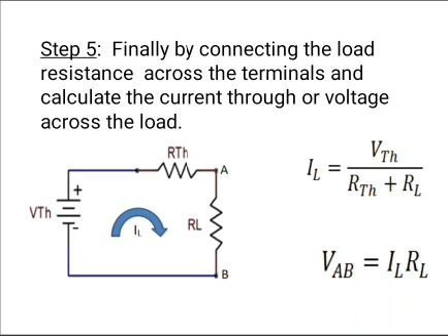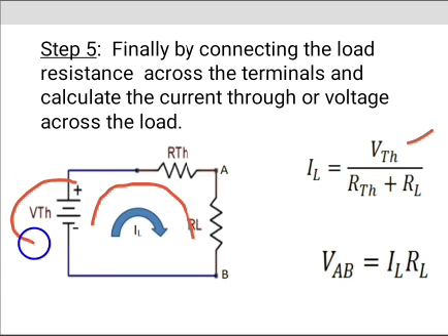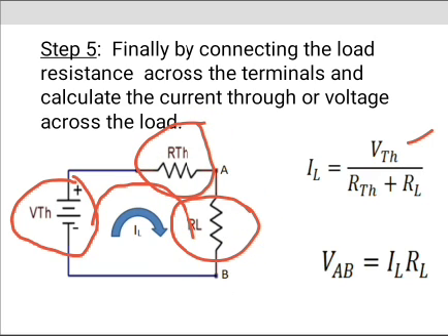IL, the current IL, is flowing in this mesh. That means IL equals VTH, the voltage, divided by the total resistance, that means RTH plus RL.